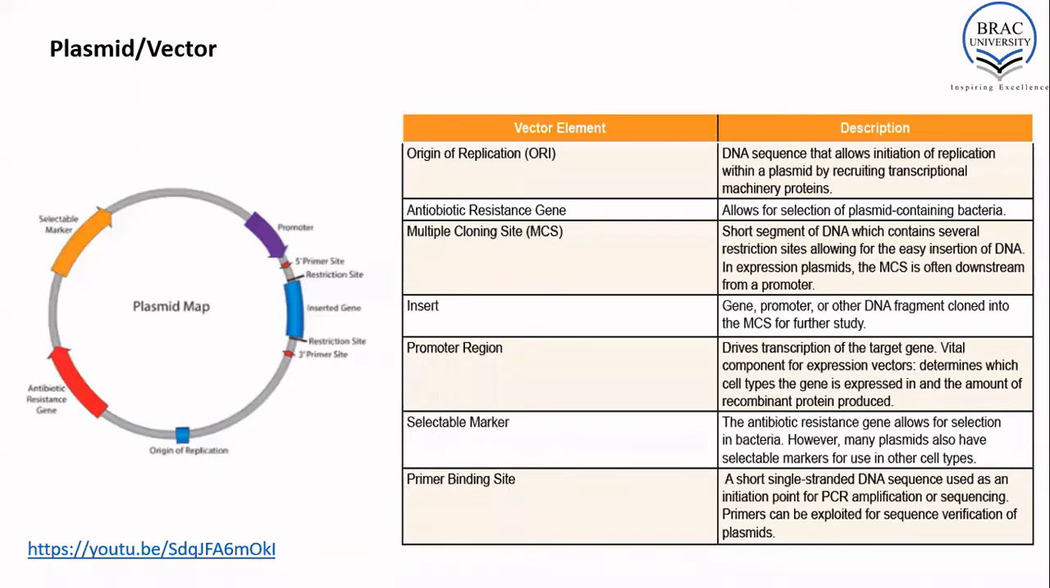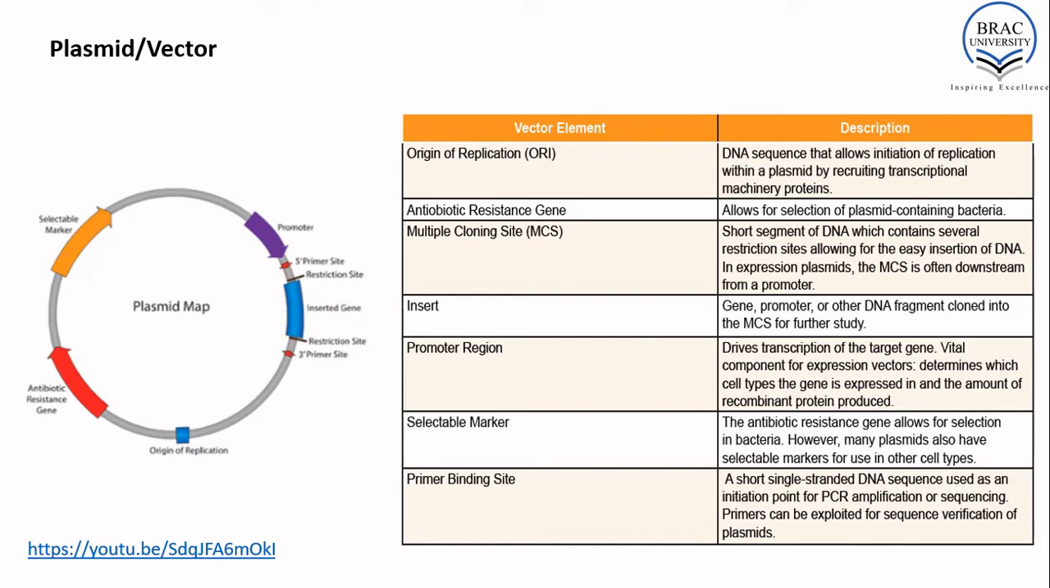So, plasmids. Plasmids are small circular pieces of DNA that replicate independently from the host chromosomal DNA. That is, they are extrachromosomal. They are mainly found in bacteria, but they also exist naturally in eukaryotes like yeast, fungi, or plants. In nature, plasmids provide one or more functional benefits to the host, such as resistance to antibiotics, degradative function, and/or virulence.